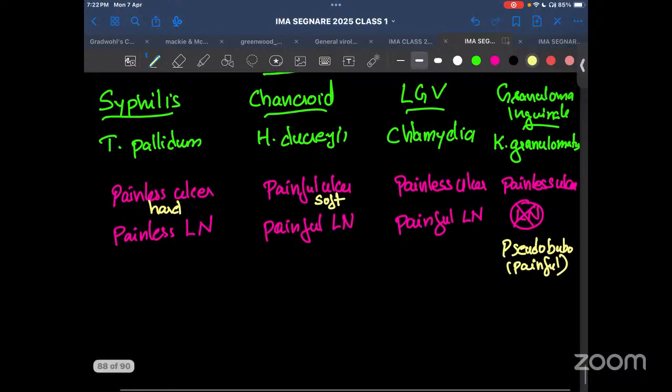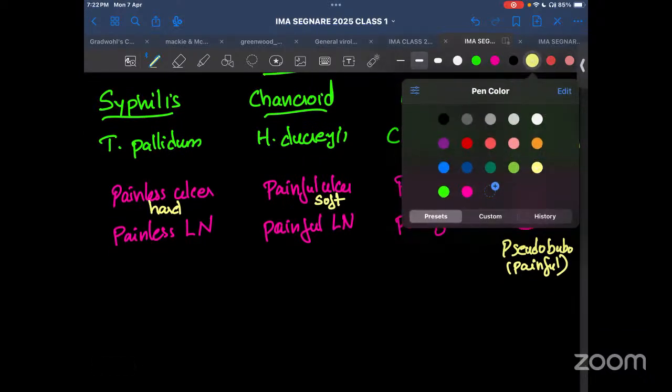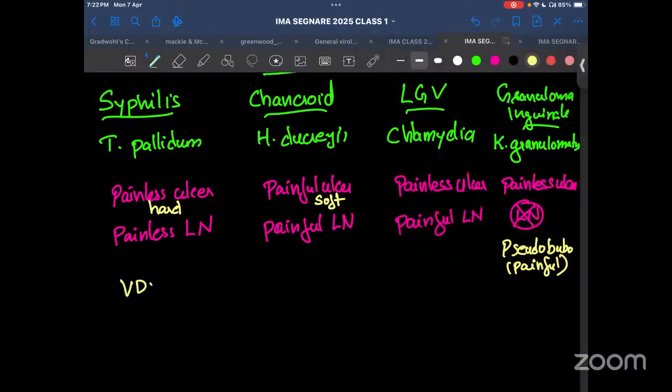Now coming to syphilis, we have a lot of methods for detecting syphilis. We have VDRL, the most common method that we use.